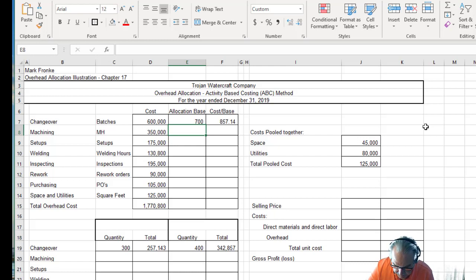We have 6,200 machine hours. That hasn't changed. We have 120 setups. We have 3,800 welding hours. That hasn't changed. We use that in our departmental calculation. Inspecting, we have 700 inspections. We have 400 reworks, 450 purchase orders. That hasn't changed. We use that in our departmental.